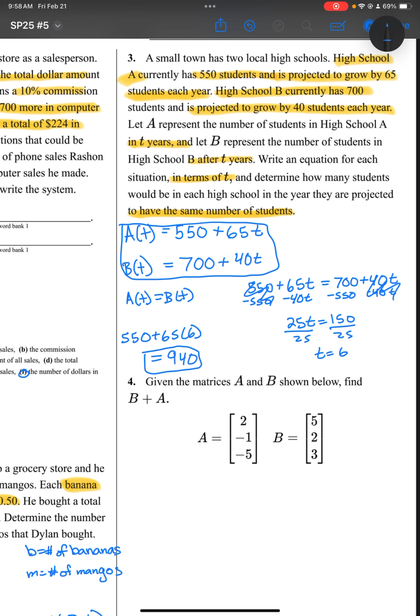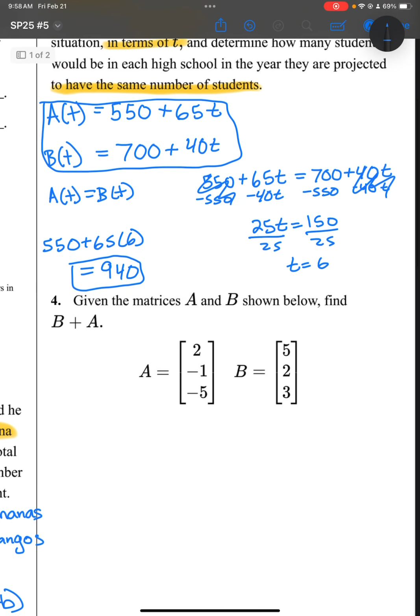Alright, now number 4. Number 4 is when you're adding matrices. Now, with this one as being B plus A, in this case, you can add these in whatever order you want. A plus B is going to equal B plus A in this situation with matrices. However, if you were subtracting, you would not. You would need to do B then A. However, this is an addition problem, so you really just need to add however.